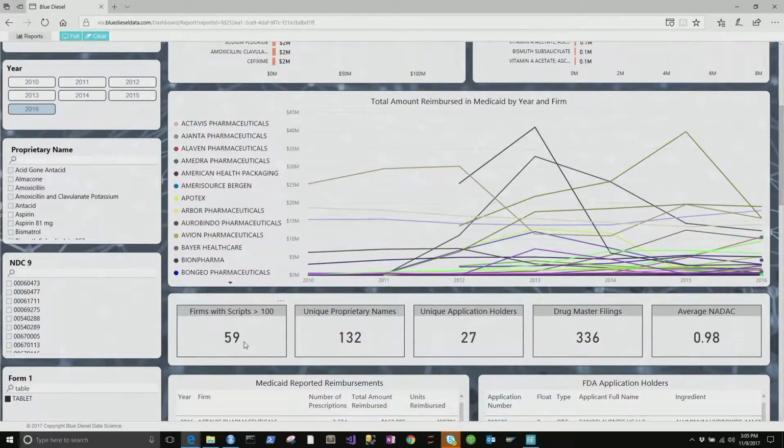For instance, there are 59 firms that have prescriptions reported in Medicaid of greater than 100. There's 132 unique proprietary names, 27 application holders with the FDA, 336 drug master filings, and the average cost of that chewable tablet is 98 cents for 2016.